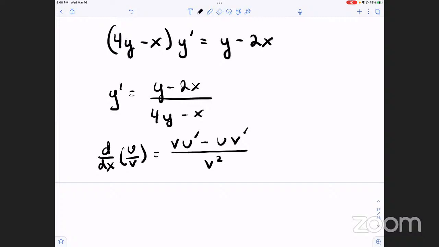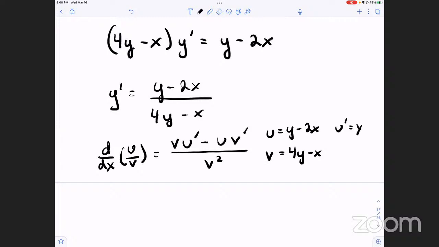So then we need to identify our u and our v. If our u is this y minus 2x and our v is this 4y minus x, then our u prime ends up being, let me see.